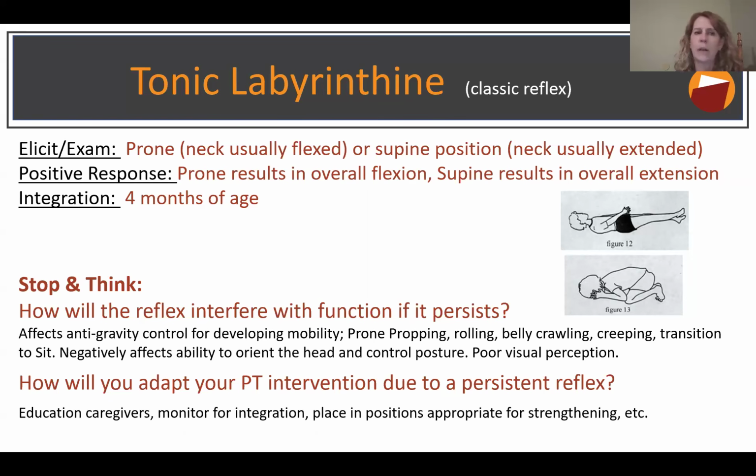Okay. So educate caregivers, monitor for integration, place in different alternate positions appropriate for strengthening. Hopefully this lessens and they're able to get more voluntary movement, and we can proceed with our developmental sequence. But if it persists and it's really strong, this is what's going to happen. We may have to educate caregivers about going in and changing positions through the night because they can't roll over or change positions. And maybe we even get some kind of device that helps them roll, or some kind of positioner that keeps them in sideline, but we're just going to have to deal with it.